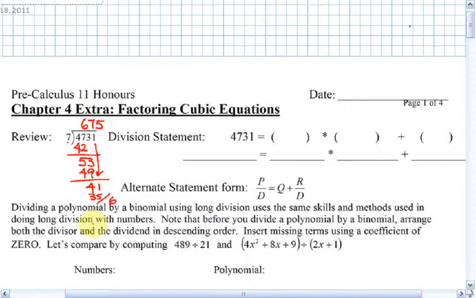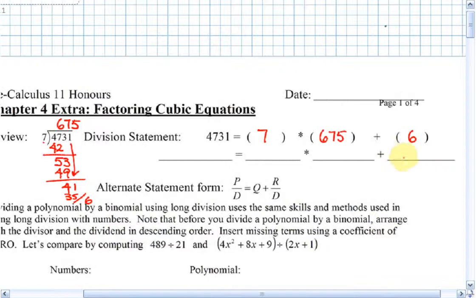What do we call that leftover again? Yay, the remainder. I don't know if you remember this division statement, but 4731 is the same thing then as 7 times 675. And then I'm going to add to that the number 6. So this is the division statement. And yes, there are words that describe each one of these numbers. You've already correctly told me that the 6 is the remainder, so I'm going to write down the remainder here.